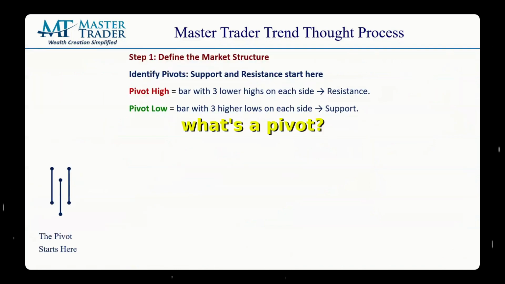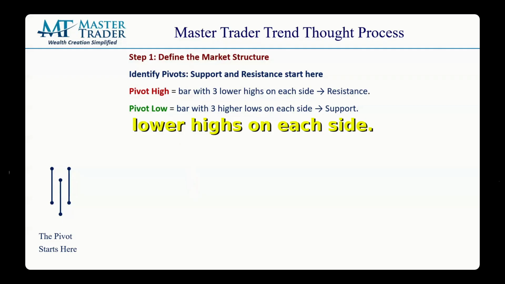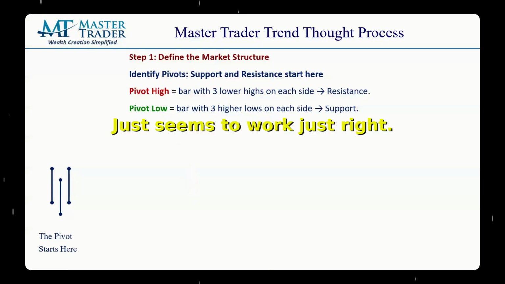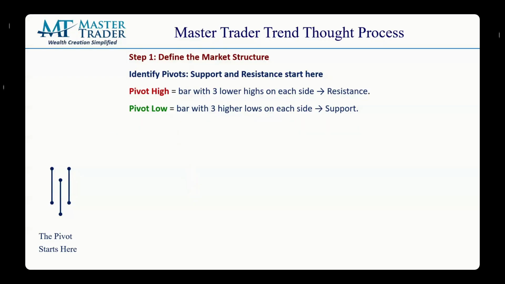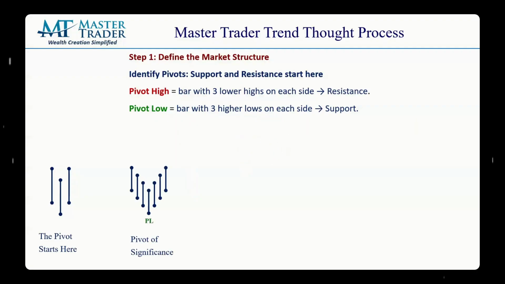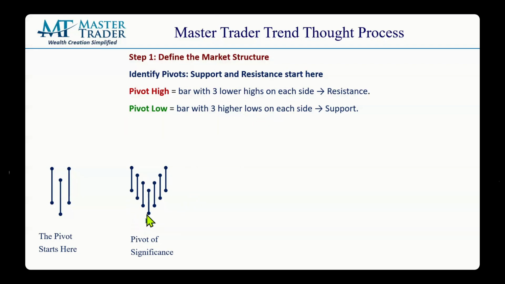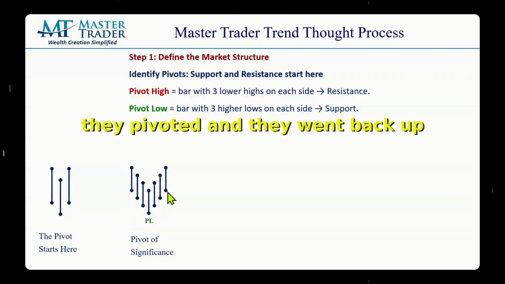You might say, well, what's a pivot? And you can see we identify that with a pivot high being three lower highs on each side, and that creates resistance. Why three? I've looked at 3, 4, 5, 6, 10, and 3 just seems to work just right. There is no perfection, but this works well. Pivot low, a bar with 3 higher lows on each side, and it creates support. Some support of some significance because prices went down, they pivoted, and they went back up again.